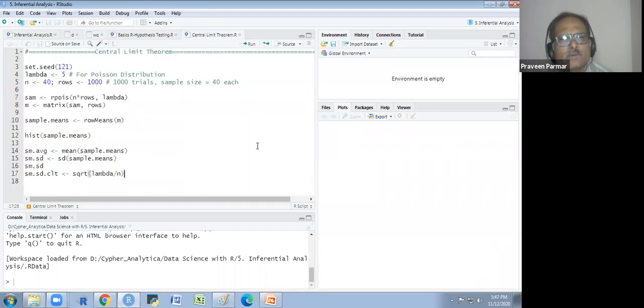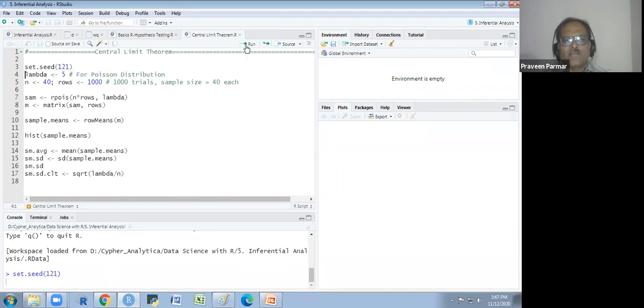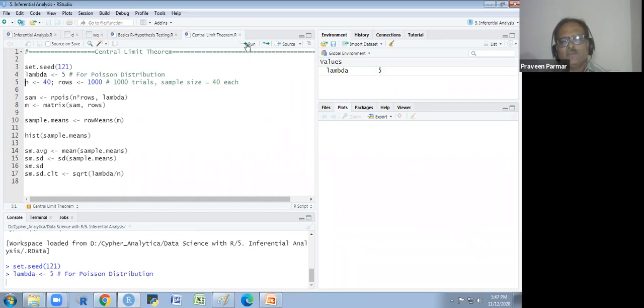This I tell you about the central limit theorem. I am making an exponential distribution here, which is not normal initially. So I'm taking a set seed because I will take a sample later on. The set seed I am taking is 1 to 1. You could take the lambda, which is the mean of that Poisson distribution. We assume it. That is 5 I have taken, and n is 40 samples. Okay, and the rows are 1000.